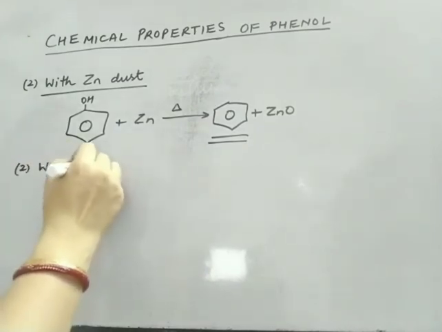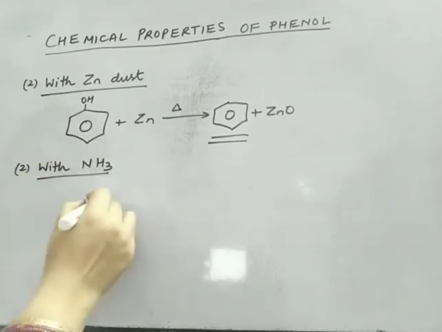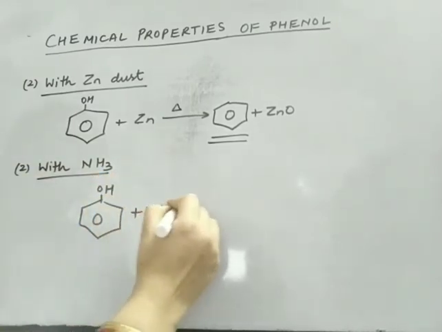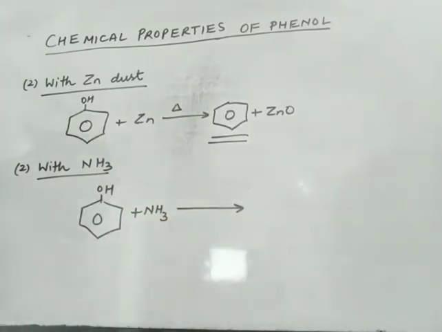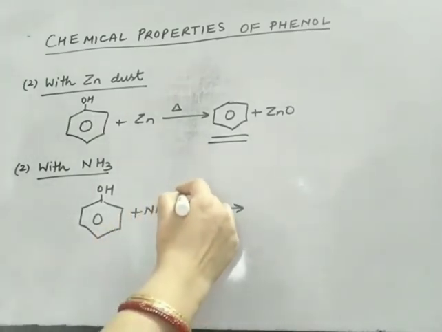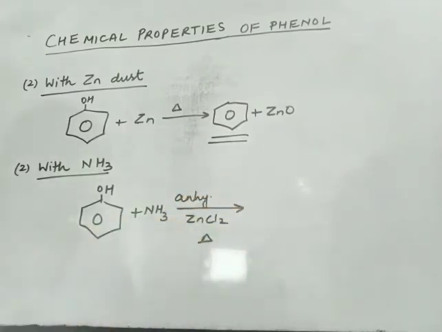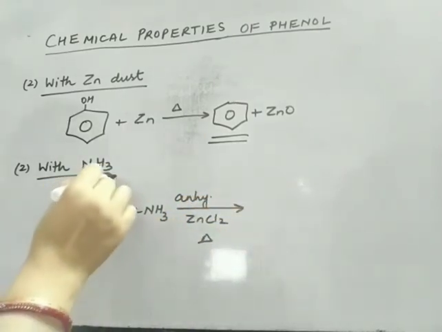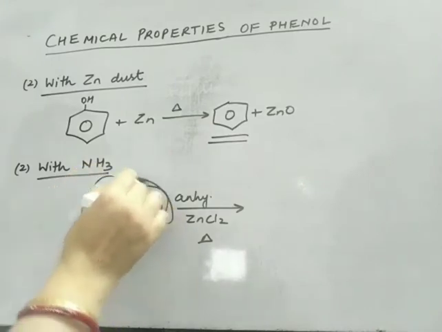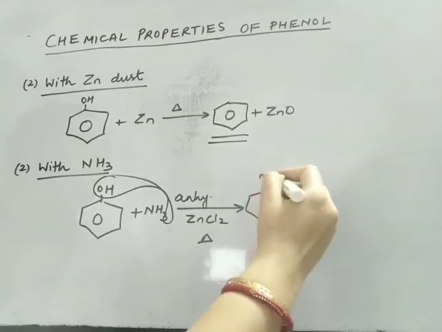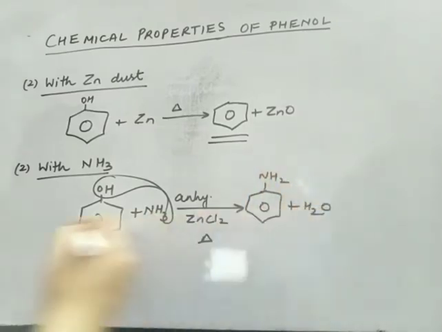Third is with ammonia. Suppose this is my phenol. It reacts with ammonia in the presence of anhydrous ZnCl2 and high temperature. So what will happen? OH from here and H from here, and what I will get is this compound, that is aniline, plus water. This reaction is similar to that of alcohol. Alcohols also give this type of substitution reaction.